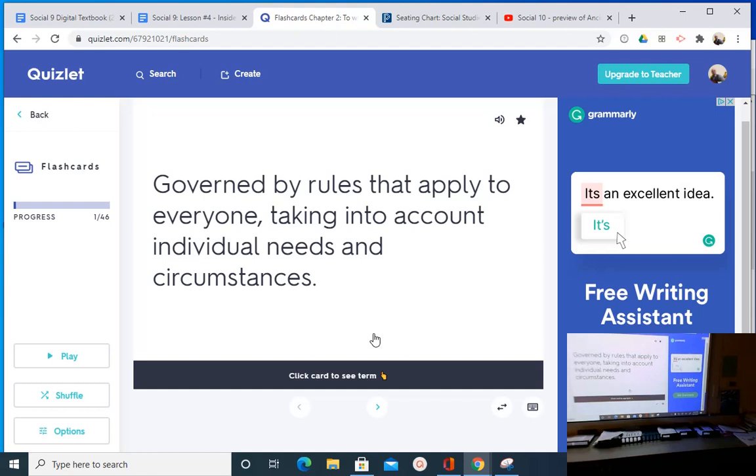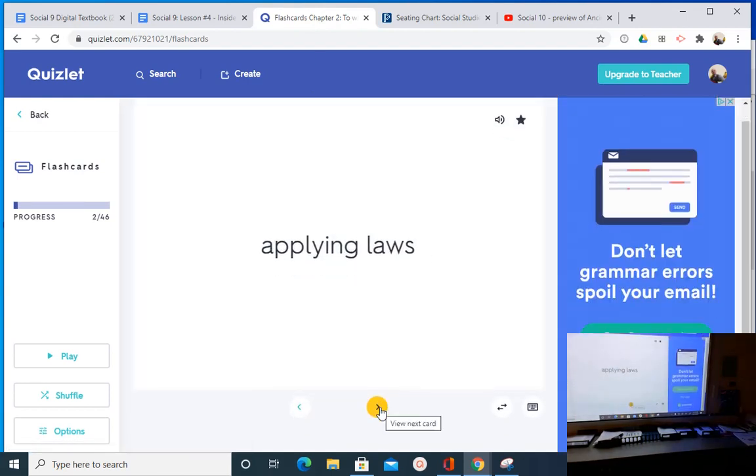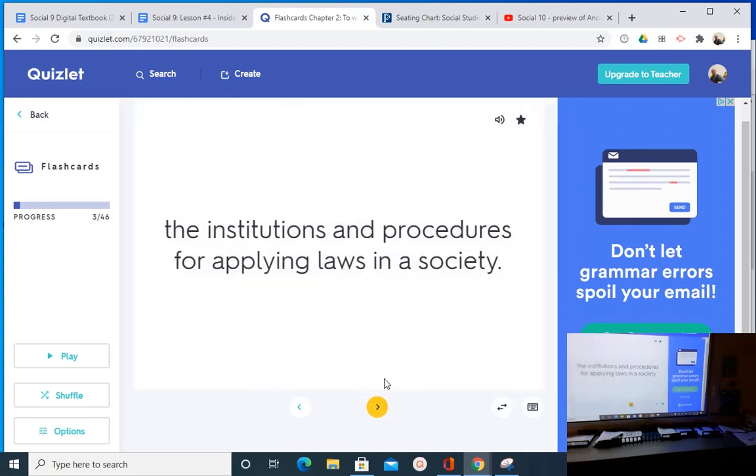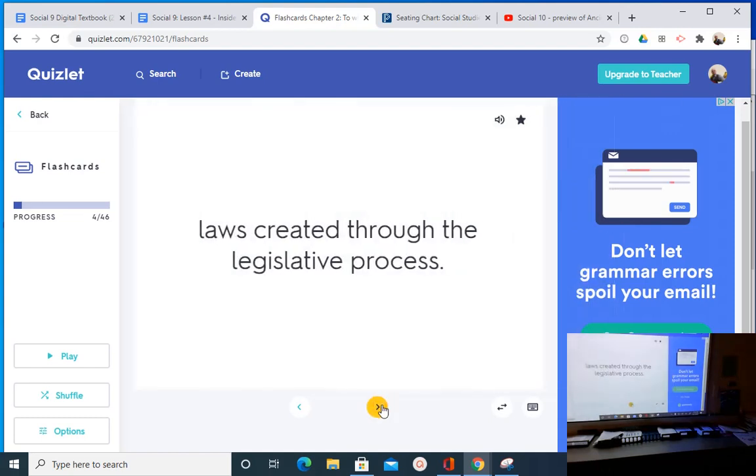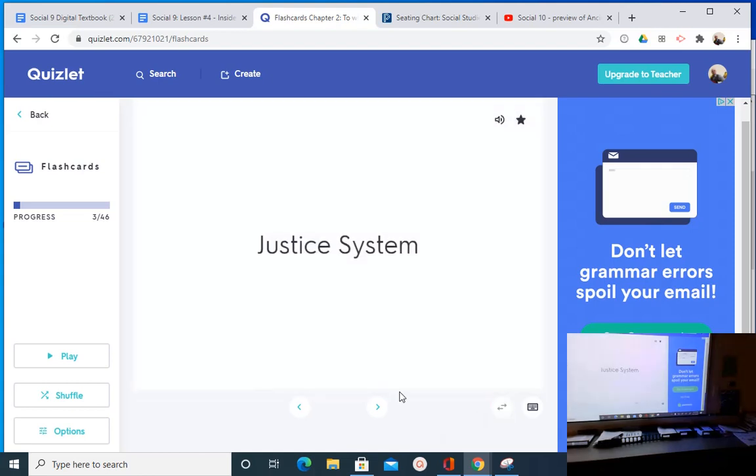This is one of the big things we talked about in this unit. This is the idea of applying laws. The institutions and procedures for applying laws in a society. What do we call the institutions and procedures that apply laws? Yes? Maybe the justice system. That would make sense. Oh, sorry, I gotta flip it for the answer. I messed up. Switch front and back side. Justice system. There we go.